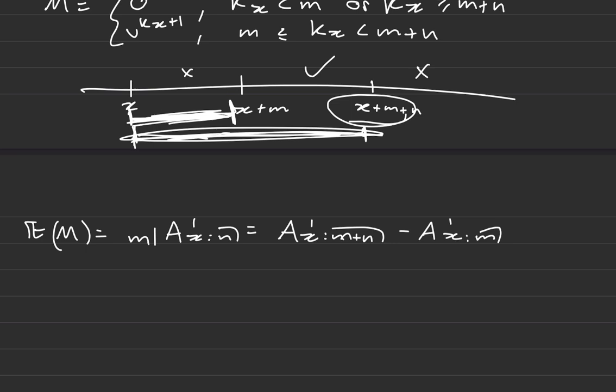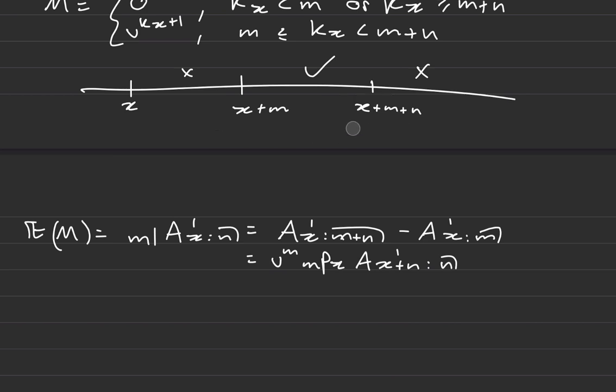Okay, and this also equals v^m, mpx, A x plus m with a line on top of it, a term assurance for n years. So let's convince ourselves why this is true. Okay, so A x plus m, for n years, refers to a term assurance contract for a life now aged x plus m for the next n years.